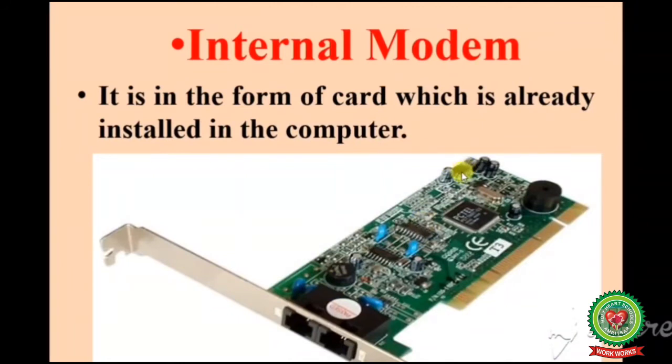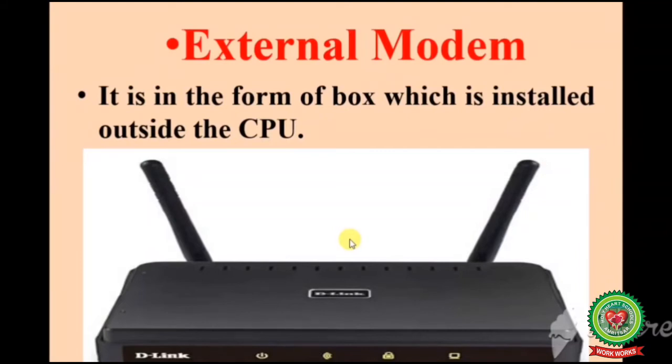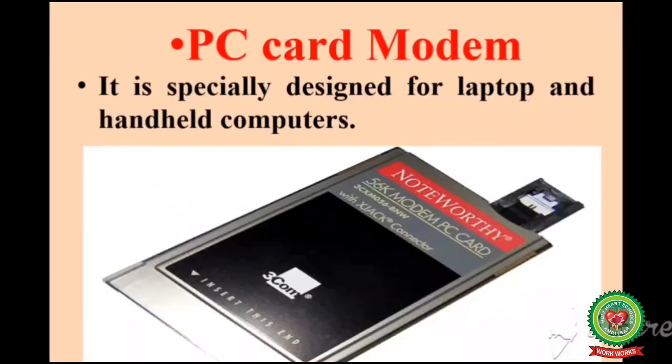This is a picture of an internal modem. It is in the form of a card which is already installed in the computer. This is an external modem. It is a modem that is installed outside the CPU. It is in the form of a box that is normally connected to the USB port of a computer. This type of modem has indicator lights that display status. The speed of a modem is measured in bits per second and kilobits per second.